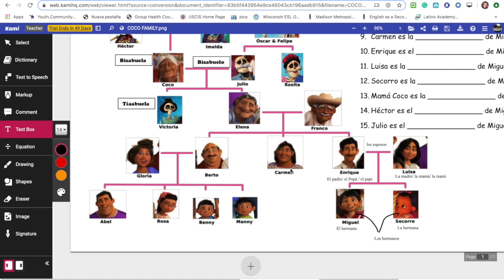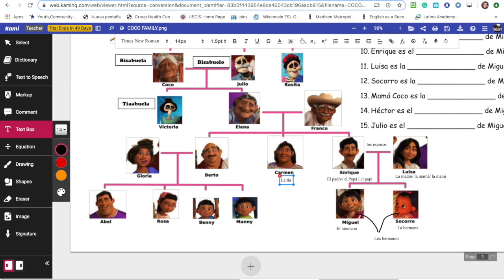Okay, so then Carmen. What is Carmen of Miguel? So Carmen is la hermana de Enrique, right? So Carmen is Enrique's sister. So Carmen es la tía, la tía de Miguel, right?